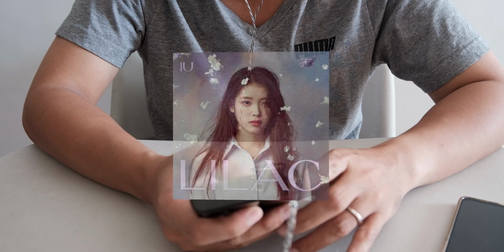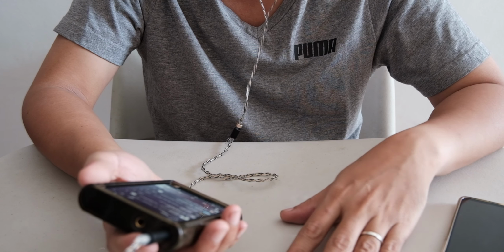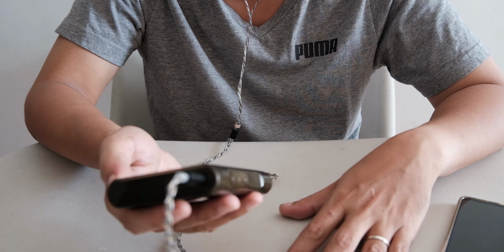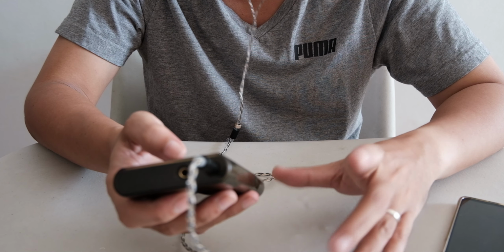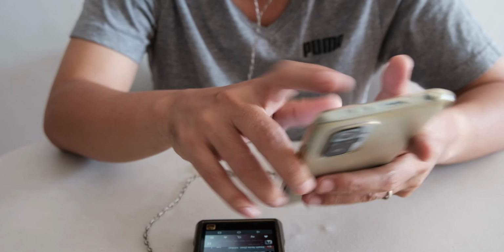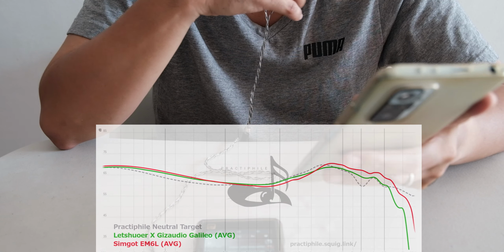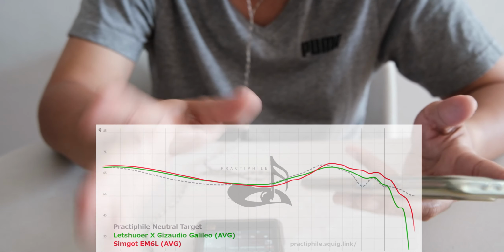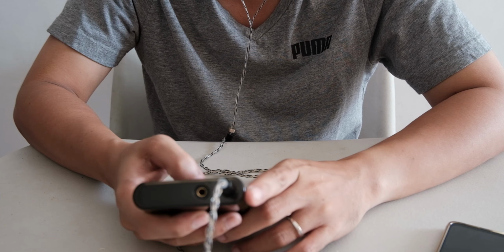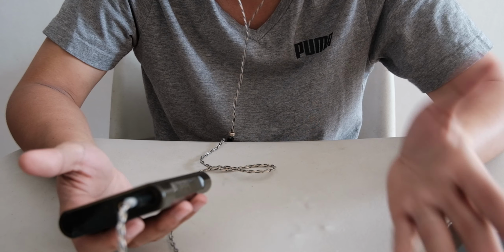High Spring by IU. Okay. Yep, vocals sound good. Man, this is a banger. Simgot has done a very good job with this one. You can see it from the graph, and I remember they graphed the same as the Galileo. The treble extension on this, they share almost the same graph, but you're gonna see that in my squig anyway. Wow, okay. The separation and the imaging are actually above average.